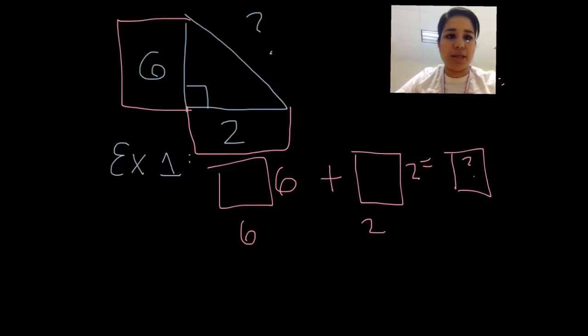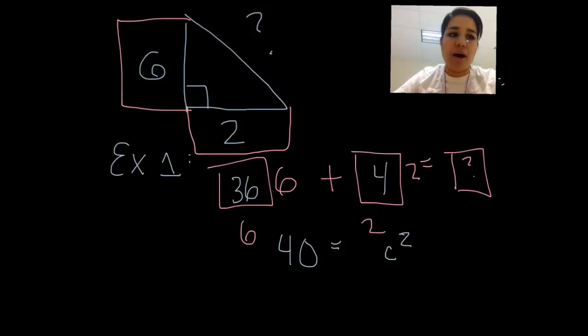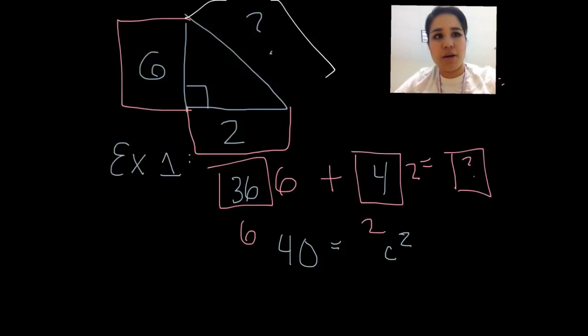6 times 6 is 36, and 2 times 2 is 4. So now I'm just going to do my steps. 36 plus 4 is 40. So what I found right now is that the area of the square C, this one over here, is 40.